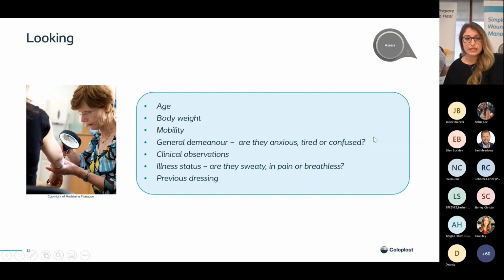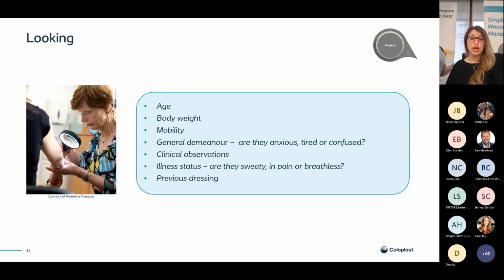Once you've done the listening aspect of your assessment, we can move on to looking. So we're going to look at the age of our patient. Are they old or elderly? Are they young? What's their body weight like? Are they nourished? Are they well nourished? Or are they undernourished? Are they not getting enough? How's their mobility? Are they able to mobilise?